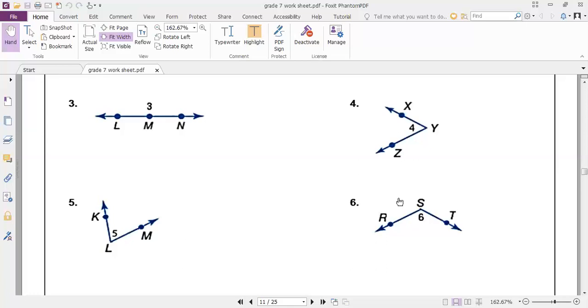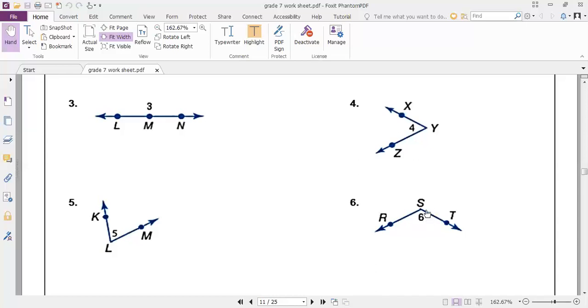If we look at shape number 6, here we have the angle RST or TSR, or I can call it S alone, or angle 6. So we can read this angle by many methods: RST or TSR, or angle S alone, or angle 6 alone. All of them are bigger than 90. Why? You can see 90 degrees is like this shape.